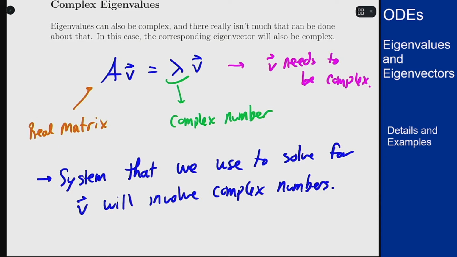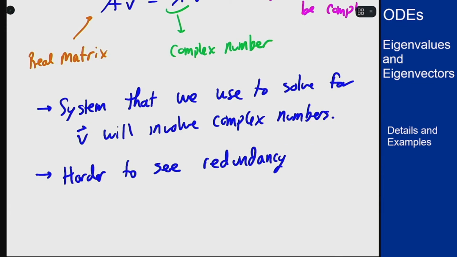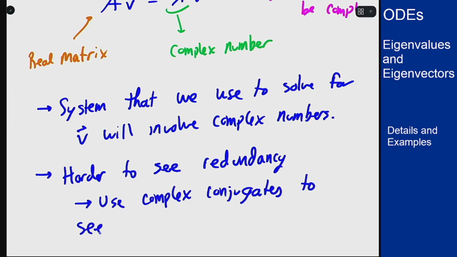When you do it with complex numbers, you're going to have equations that are complex multiples of each other, and it's going to be harder to see the redundancy and make things cancel out in a nice way. In these sorts of situations, your best friend is multiplying by the complex conjugate to get the first column of the matrix all into real numbers and then comparing the equations from there. So use complex conjugates to see how it works.